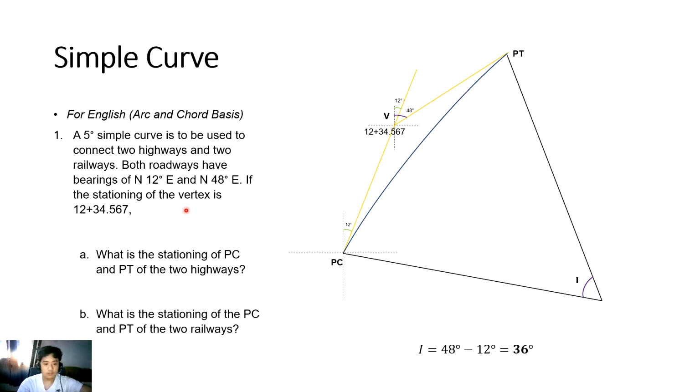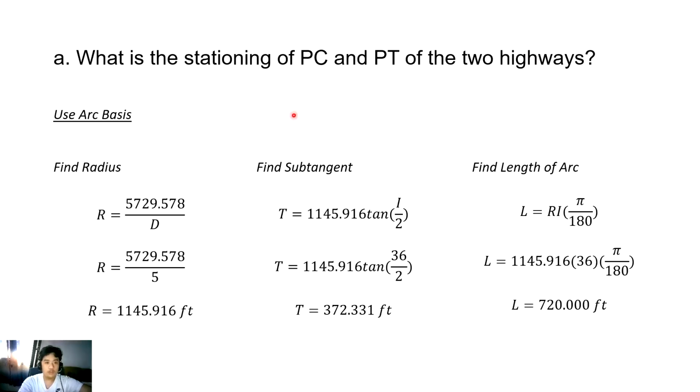Then, same pa rin kung paano kinuha yung angle of intersection. Pinag-minus lang natin yung dalawang bearing, which is ito. And ito na yung 36. Mula dito sa line na to, papunta dito. So, for the first question, what is the stationing of PC and PT of the two highways? So, highway ulit. So, gagamitin natin ay arc basis.